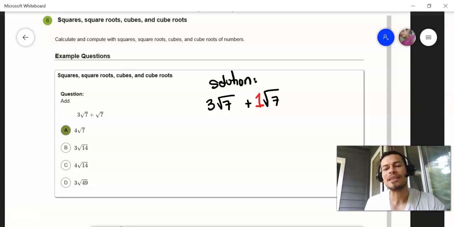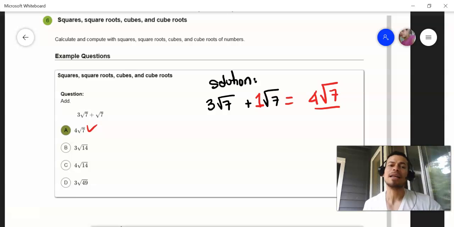It's like you have 3 apples and 1 apple. How many apples do you have? Well, you have 4 apples. In this case, the apples are in the shape of square root of 7. So the result is going to be 4 square roots of 7, okay? And your answer is going to be option A, which is 4 square roots of 7. And that's how you add square roots.